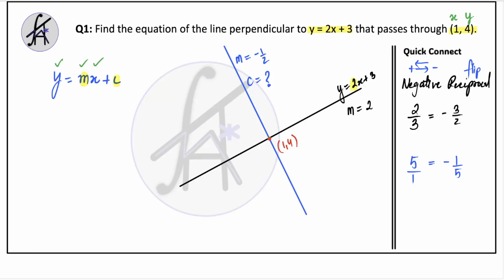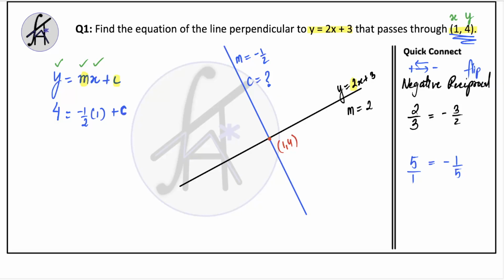So y is 4. How do we know y is 4? Because this point is given to us. Here, we have a point given. m is -1/2; we already found it as the negative reciprocal of the given line's gradient. And now, what is the value of x? x is 1, plus c. Let's find out the value of c here.